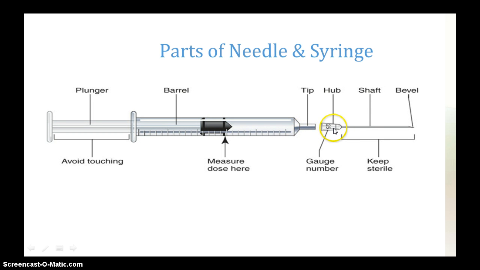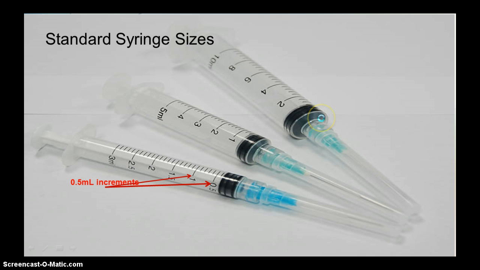There's a tip, and the needle is separate. You have a hub here, a shaft, and a bevel. This is the sterile area that needs to be kept sterile, and there may be a gauge number on that. We'll talk about that in a second.